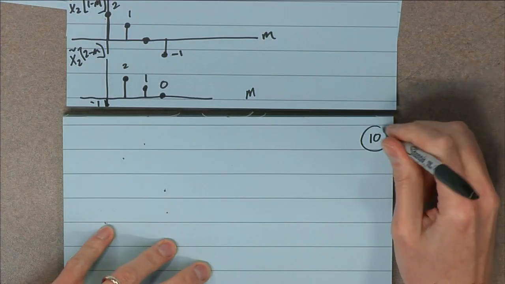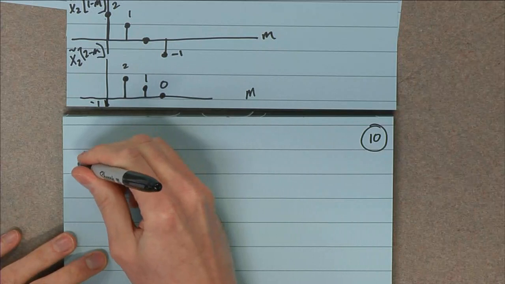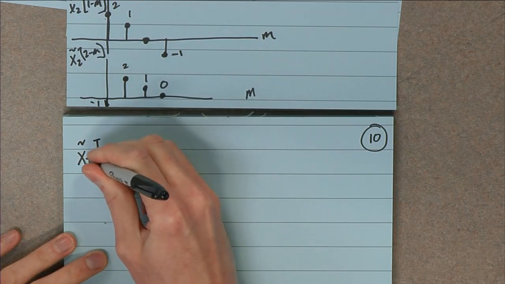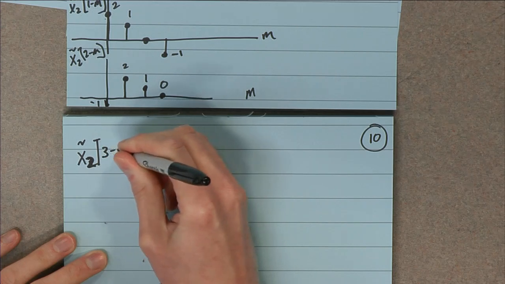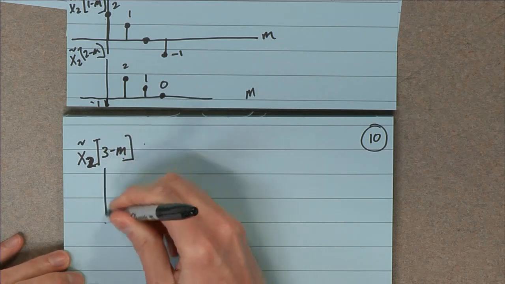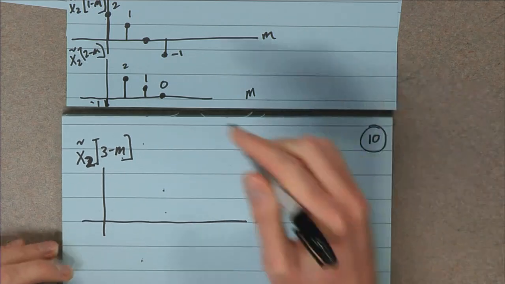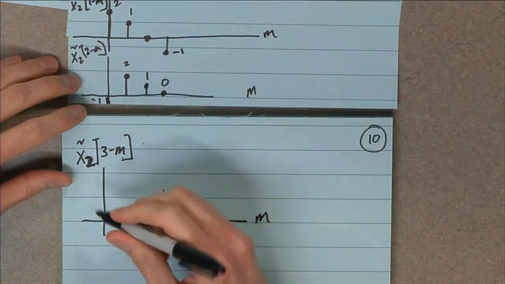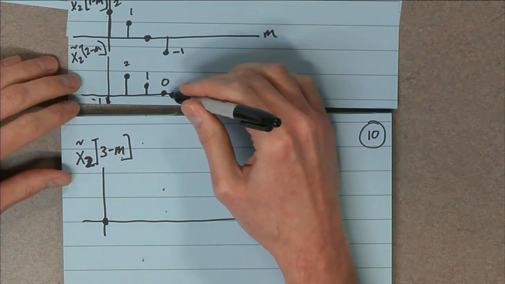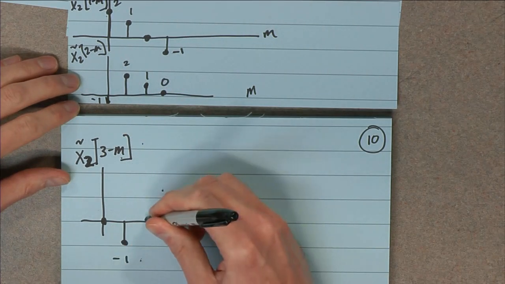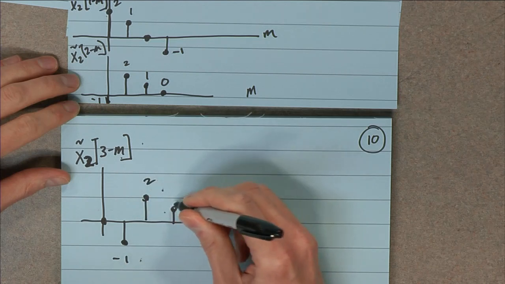So now you could probably guess, x2, what would be 3 minus m? What would that look like? Well, I can take this one and just shift it again. So now the 0 shifts from this position to here, and everything shifts down. So now that's minus 1, 2, 1.